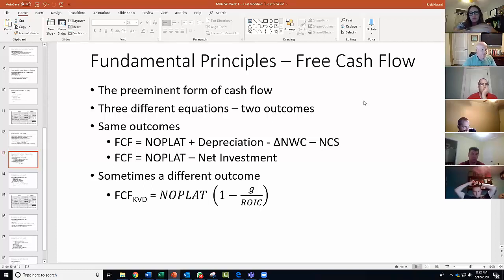So I told you a few minutes ago, or an hour and a half ago, that free cash flow is the preeminent cash flow. It is the cash flow available to investors in the firm. Well, if it's available to investors in the firm, then it must start with EBIT or operating income. And since it's cash flow, we're going to add depreciation back. We have to make some adjustments for taxes because taxes can never be ignored.